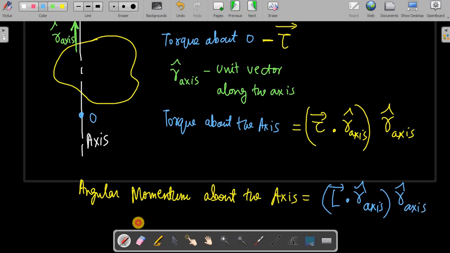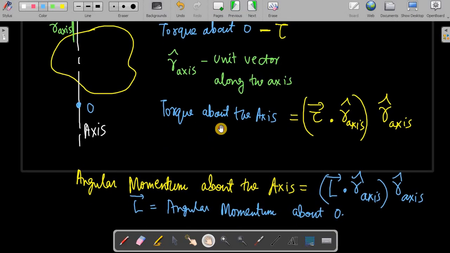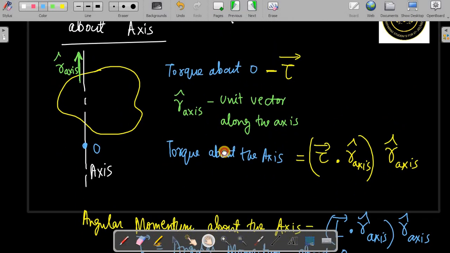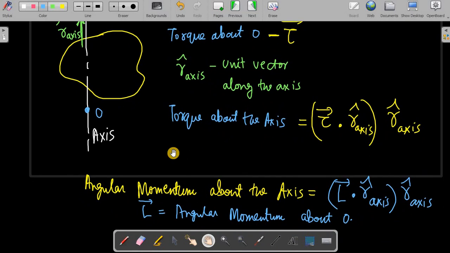Here what is L vector? Here L vector is the angular momentum about O. So we can resolve it just like a vector we are doing. That's the concept, the idea here. Okay, I hope you have understood this. Calculation we will be seeing afterwards. Okay, this is the theory or the concept, right?